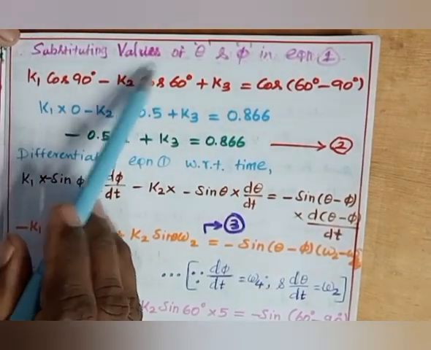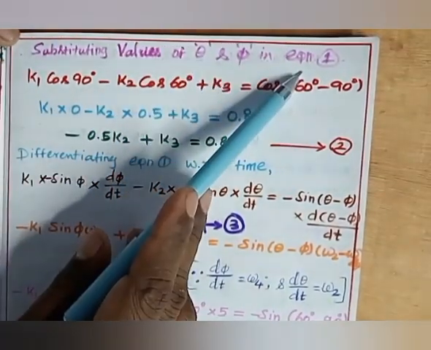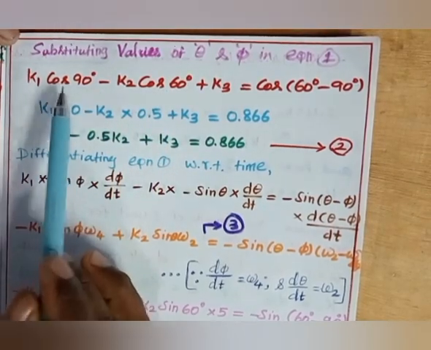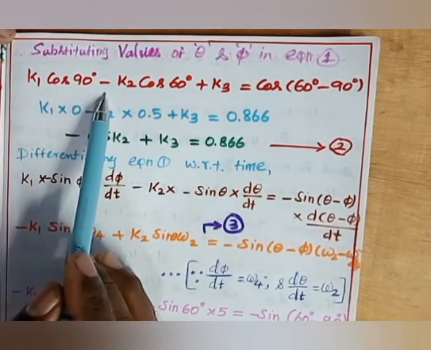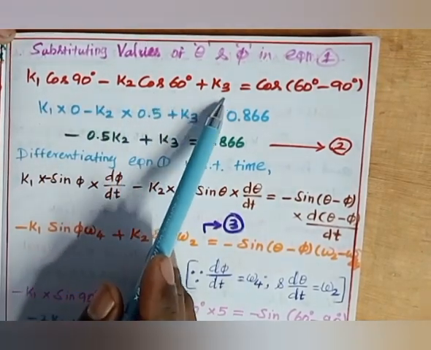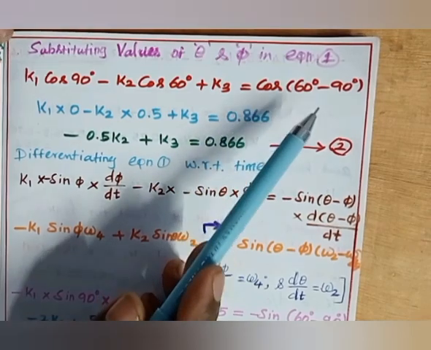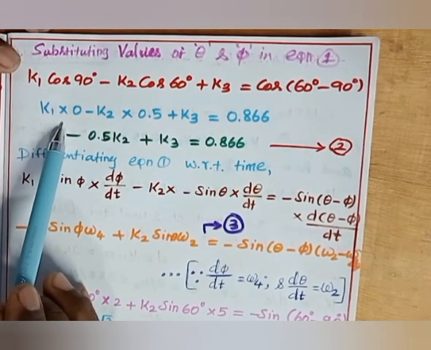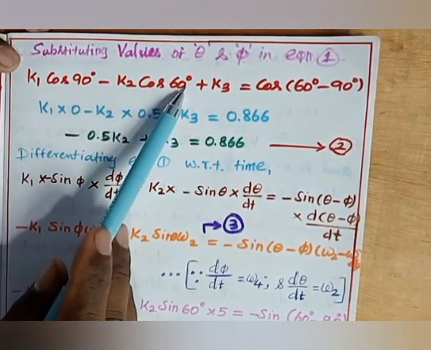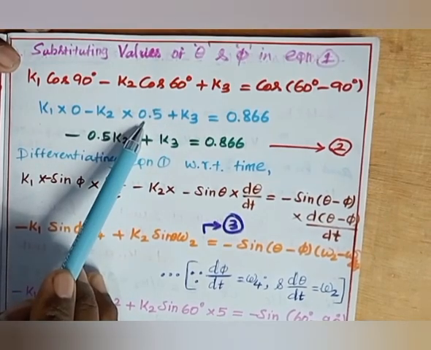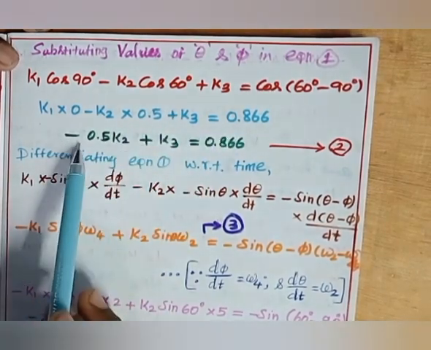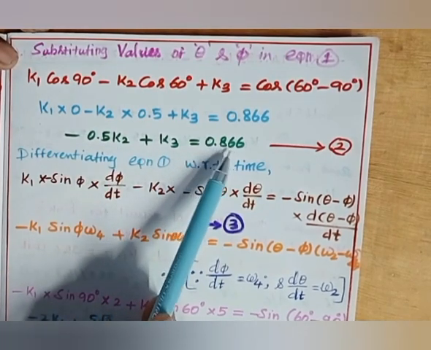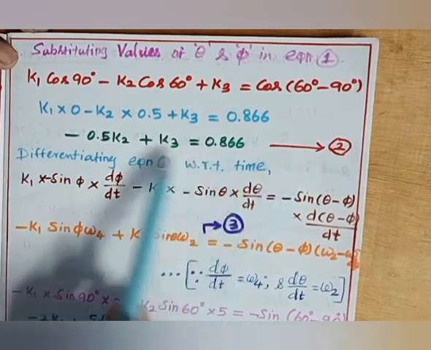Substituting the values of theta and phi in equation 1, we substitute 90 degrees and 60 degrees in the Freudenstein equation. We get K1 cos 90 degrees minus K2 cos 60 degrees plus K3 equals cos of 60 degrees minus 90 degrees. Here cos 90 degrees equals 0, so K1 into 0, minus K2 into cos 60 degrees, which is 1 by 2, that is 0.5. So we get minus 0.5 K2 plus K3 equals 0.866. This is equation number 2.